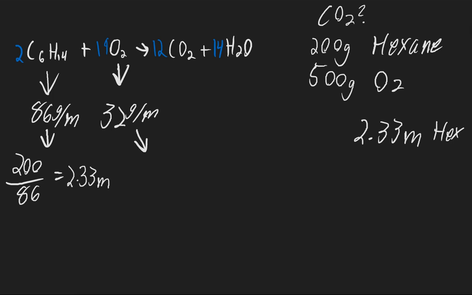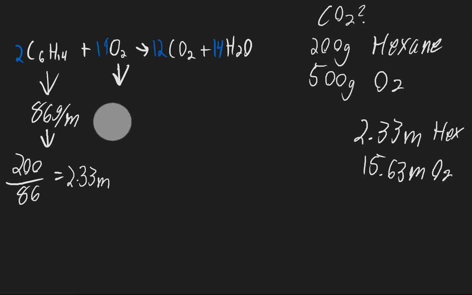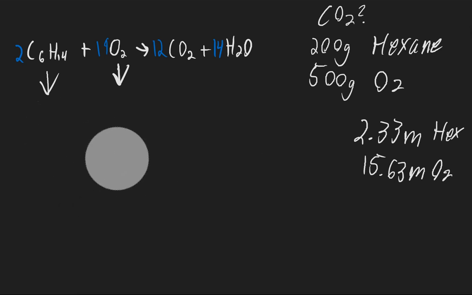And if we do the same for oxygen over here, we have 500 grams of oxygen. Divide that by 32, and we end up with about 15.63 moles of oxygen. So I'll write that over here, 15.63 moles of molecular oxygen. I'll go ahead and erase this over here so that we don't get overwhelmed.